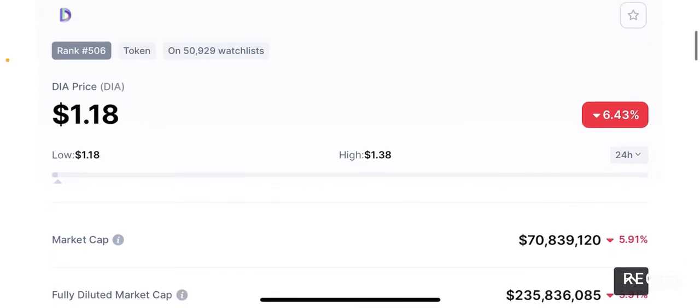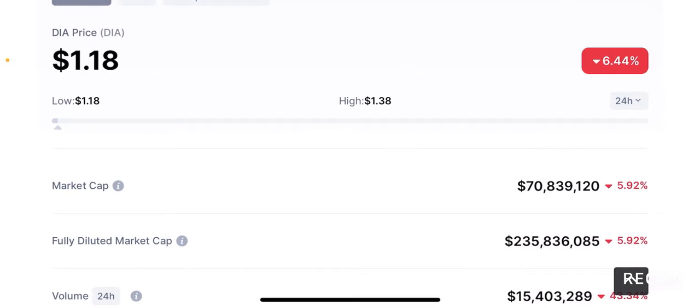The market cap is only $70.8 million, which is again pretty low compared to projects such as Chainlink and several other Oracle projects. So I think DIA is definitely well positioned to be a market leader, especially in newer blockchain projects, because ecosystems like Polkadot can technically use DIA's features in order to benefit drastically.